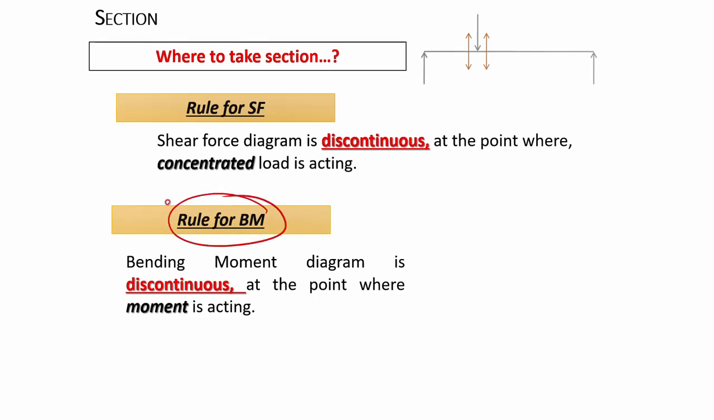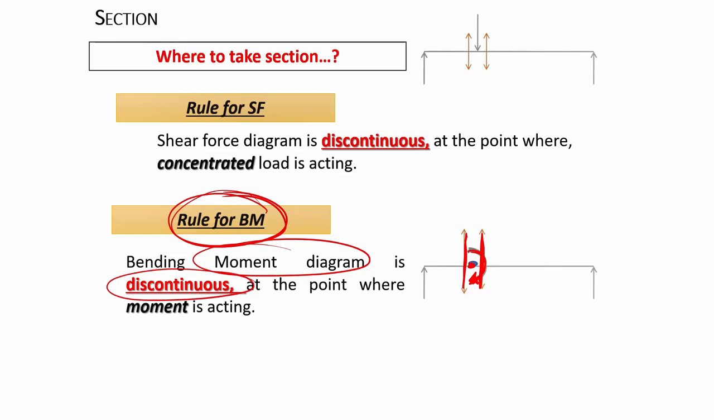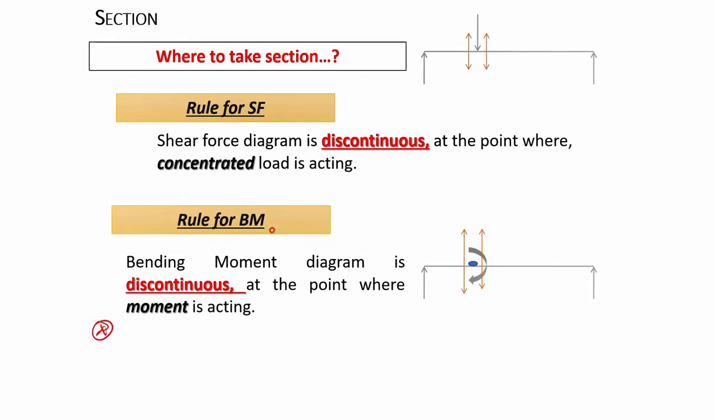Now coming to the next one. The next rule is when you are dealing with bending moment. Wherever a moment is acting, there you have to take two sections, one left of the moment and another right of the moment. Why? Because at that point, the bending moment is discontinuous. The meaning of discontinuity I will explain later. Don't worry, just remember this rule: when you encounter a point moment on a beam, take two sections, one left of the moment and another right of the moment.